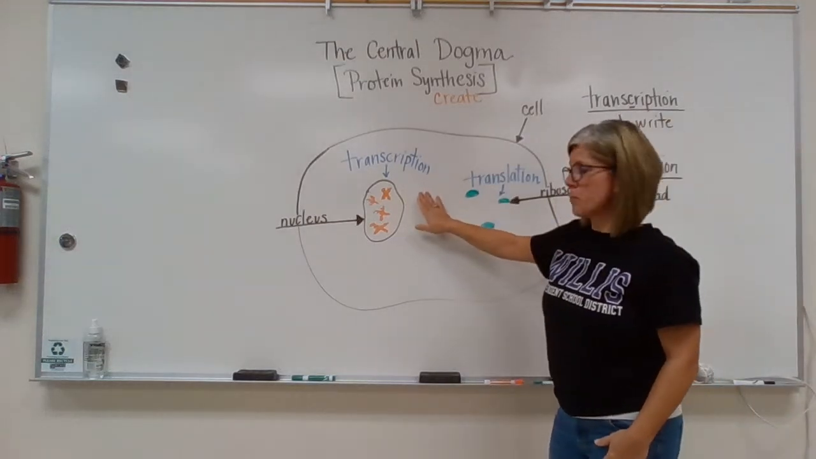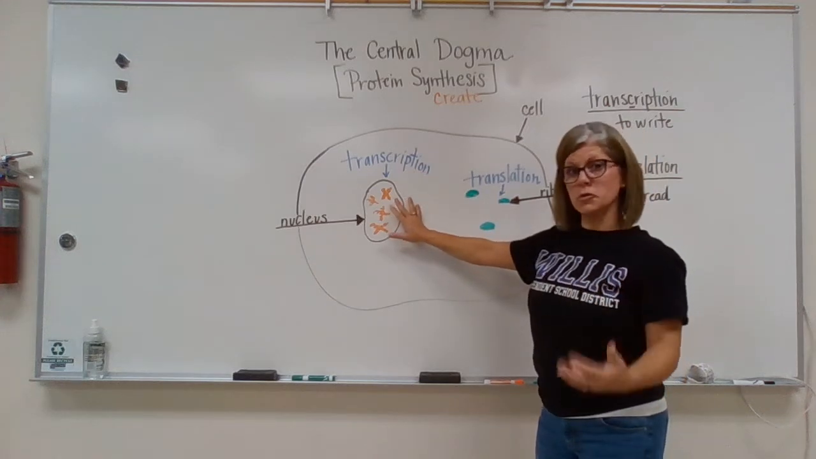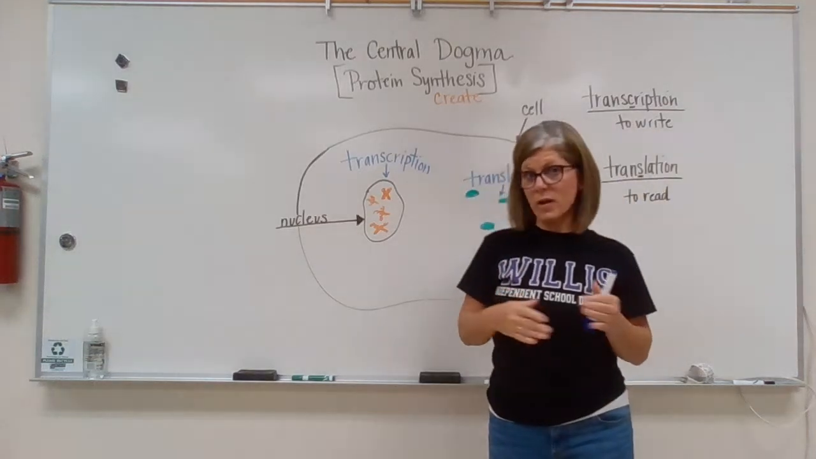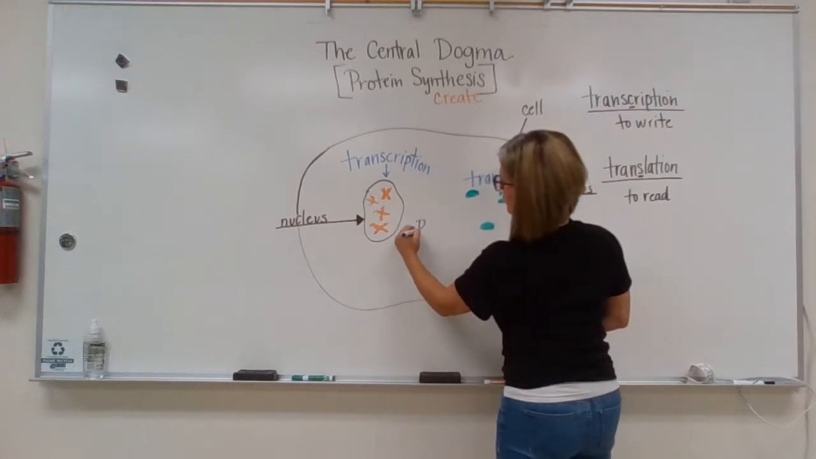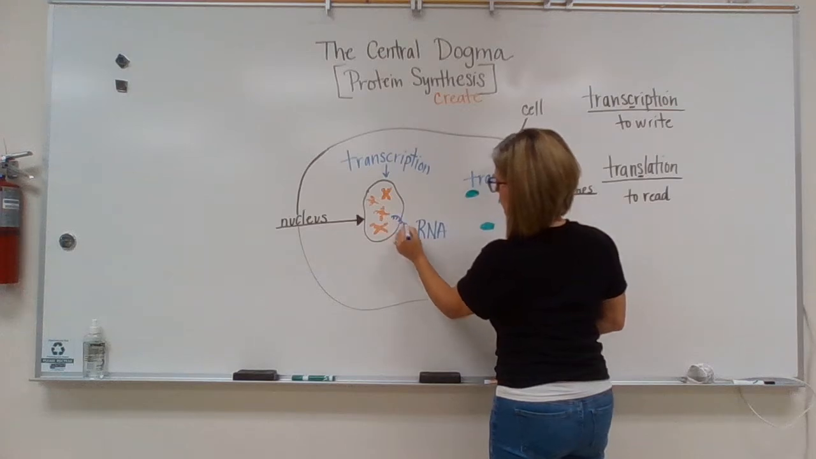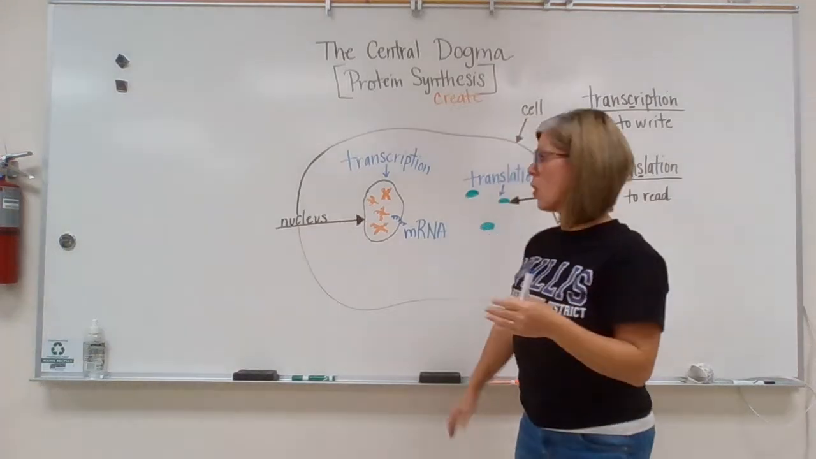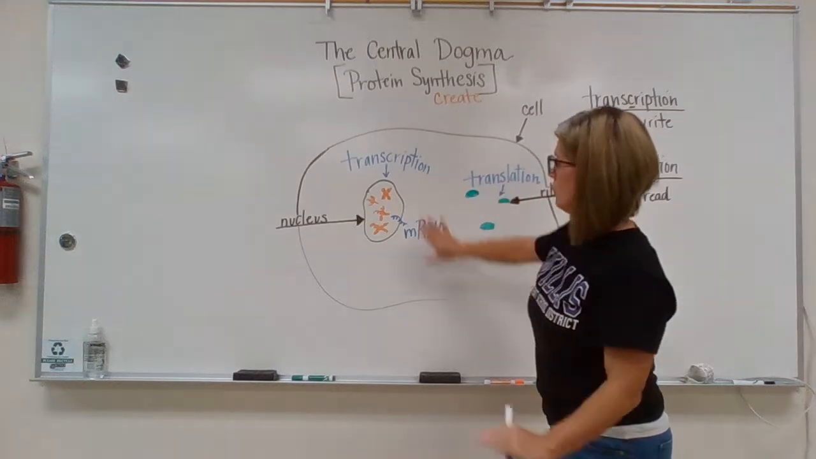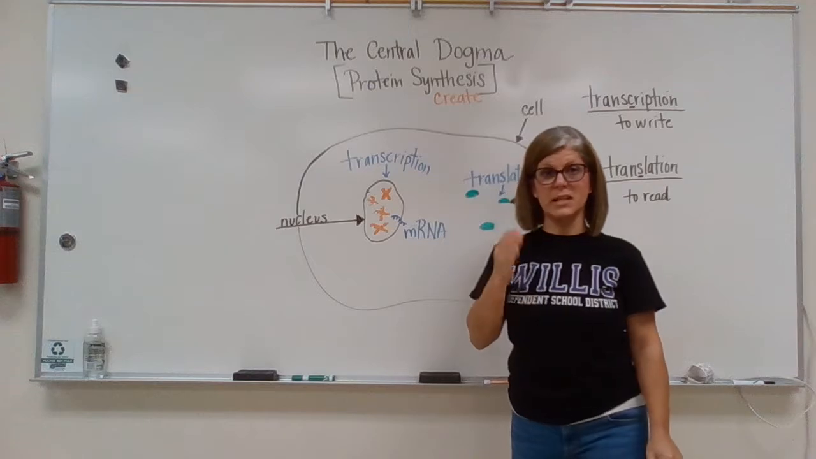Transcription happens when your DNA is ready to start producing proteins. A messenger RNA, and we showed that by putting a little M in front, will come in and it will build itself based off of the DNA bases. Okay, so let me repeat that again. Messenger RNA gets built based off of a DNA base.